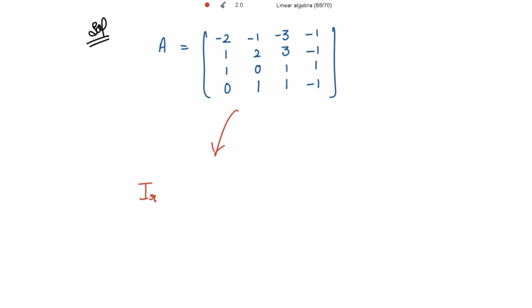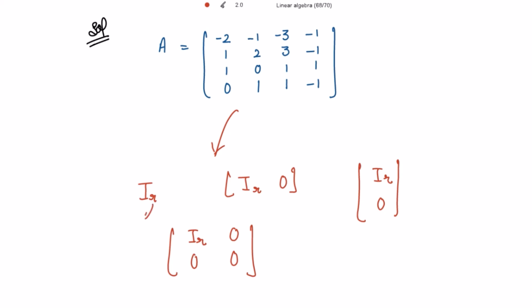identity matrix, or the identity matrix with a 0 matrix, the identity matrix with another 0 matrix in the column format, or the square matrix with the identity matrix and the 0 matrices. R means the order of the identity matrix.